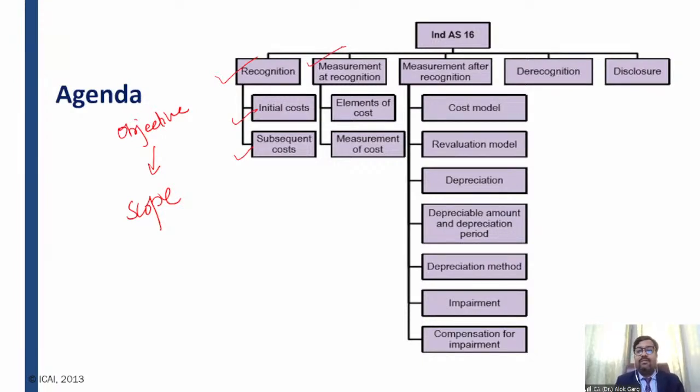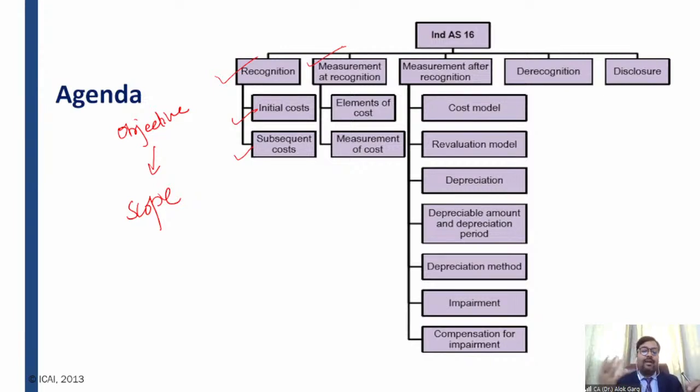When I say measurement at recognition, I mean measurement at initial recognition. When you are recognizing the property, plant and equipment initially, what will be the cost, right? So first we'll talk about recognition, whether that item has to be recognized as PPE or expensed off. Second, if this item has to be recognized as a property, plant and equipment, then at what value it is going to be recognized.